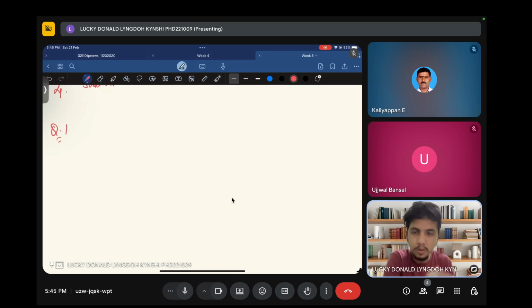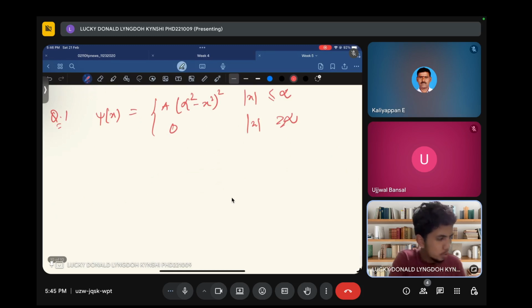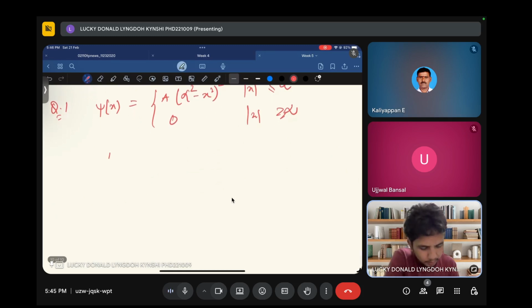Let's look at it so that you can be clear. A trial wave function is given to you: A times (alpha square minus x square) whole square, where x is within the range of minus alpha to alpha and zero otherwise. Here A is your normalization constant.